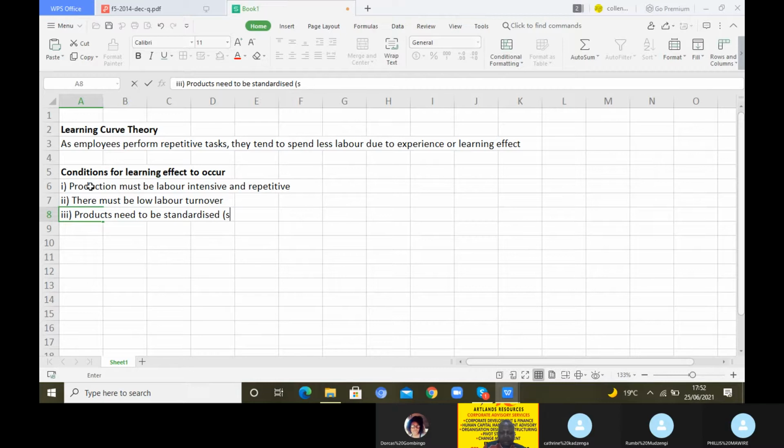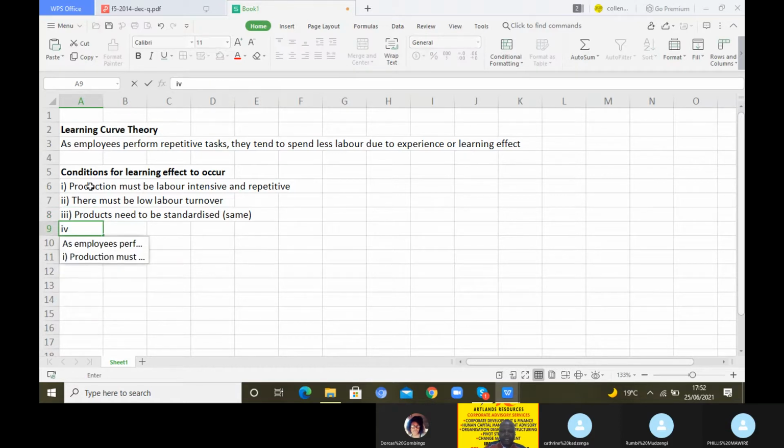They have to be the same. That's the standardization aspect. You don't benefit from learning if you are busy continually changing product specifications. It doesn't augur well. For you to benefit from learning, in other words, Kathy, for me to save labor time as I am doing repetitive tasks, whatever I'm doing should be standardized. Standardized means there's no tendency for changing product specifications and stuff.